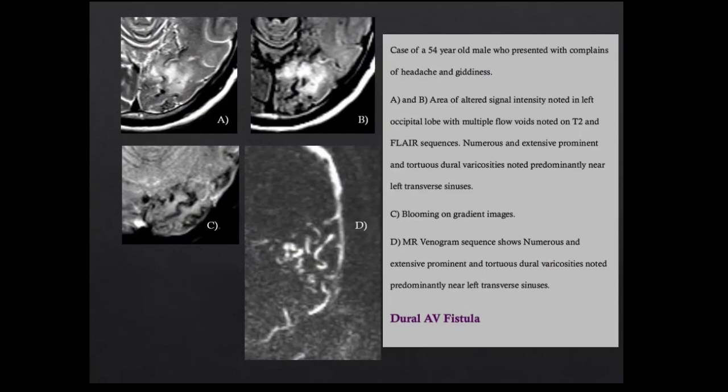We have a case of a 50-year-old gentleman who presented with complaints of headache and giddiness. Figure A and B revealed area of altered signal intensity in the left occipital lobe with multiple flow voids on T2 and FLAIR sequences. Extensive prominent tortuous dural varicosities were noted predominantly near the left transverse sinus. Blooming on gradient images was seen. MR venography sequences showed numerous extensive prominent tortuous dural varicosities near the left transverse sinus. Dural AV fistula was diagnosed.